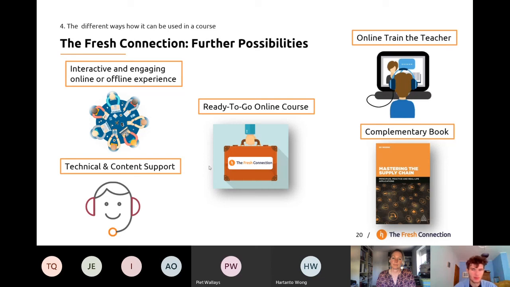There's also a complementary book with the Fresh Connection that has now been translated to Dutch. And we are really happy that we have an online trained teacher, which makes it, especially in the current situation, very easy for professors to onboard with the Fresh Connection and do so in their own time and pace. And this is now in a nutshell, giving you just some ideas of what the Fresh Connection offers.